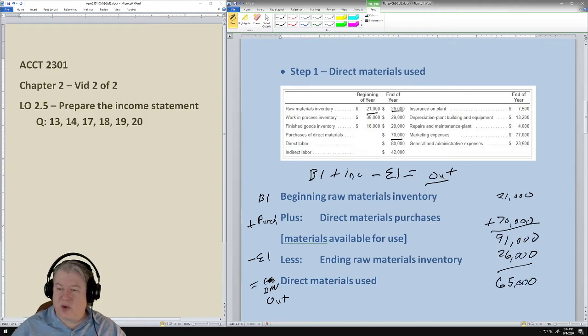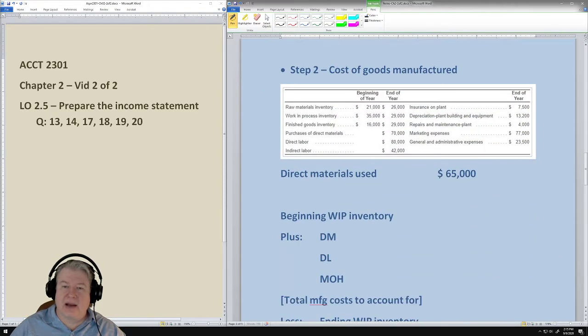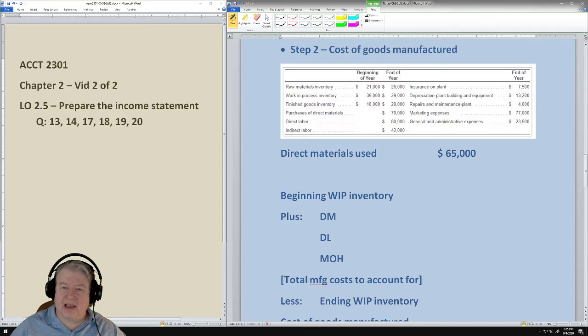We started off with 21,000 in inventory. We added 70. We went out. This is like, we started off with 4 Ferraris. We purchased 3. We went out and counted 5. That means we had to have sold 2. So this is the amount that left. So that would be the first step: figure out the direct materials used based upon this inventory equation. Well, 65,000. We'll bring that number into the next step here, the cost of goods manufactured.